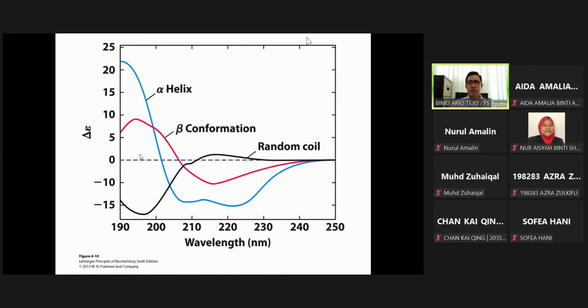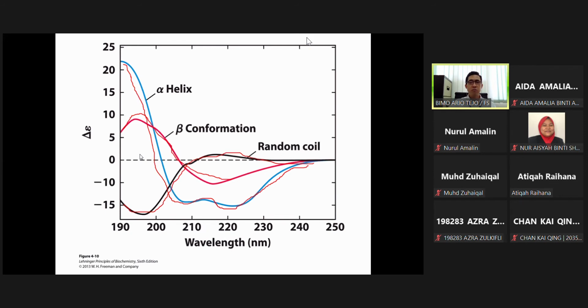So basically, this is a typical information that you get from CD, from circular dichroism. Whether you have alpha, beta, or random coil can be easily seen from the spectrum. If your protein has alpha structure, you will have this kind of peak, beta conformation, this kind of peak, and for random coil, this kind of peak. But most proteins are a mixture of alpha, beta, and random.